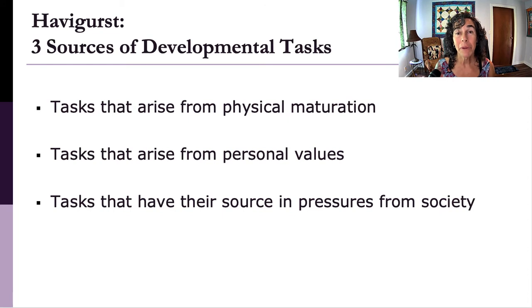And finally, we have Havighurst. So he has 3 sources of developmental tasks. One is those that arise from physical maturation, growing up. A second that arises from personal values. And a third that arises from pressures from society. So you can see, this developmental task orientation kind of dovetails with Kohlberg a little bit and his moral development.